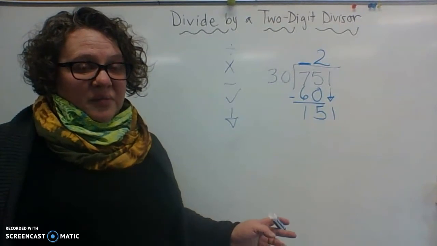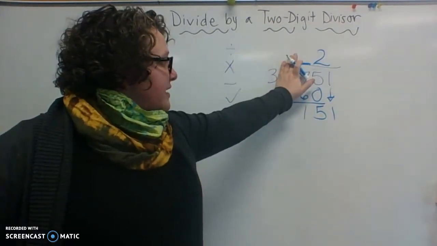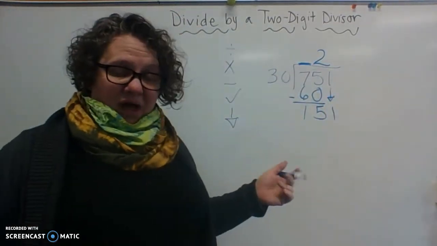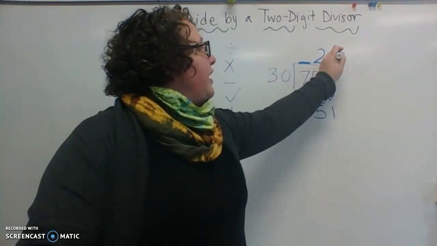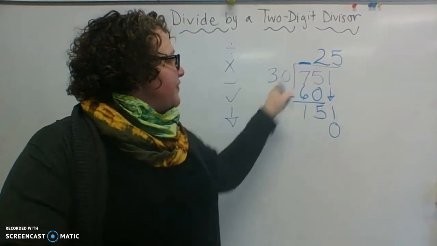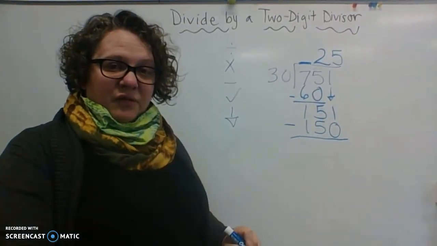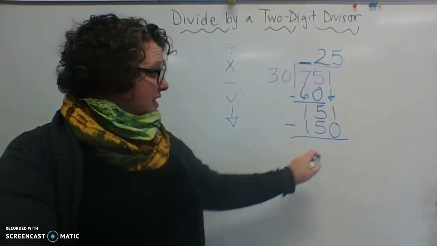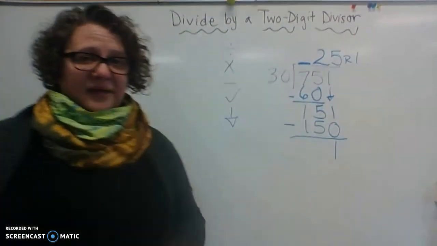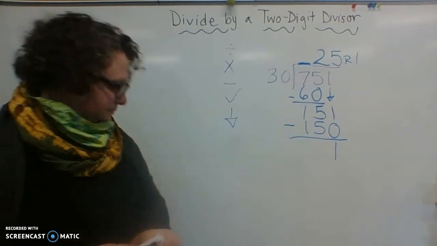Well, if you think of it in big numbers, it might be hard for you to wrap your brain around. But if you just take how many times does 3 go into 15, well, 3 goes into 15 5 times, right? So 5 times 0 is 0. 5 times 3 is 15. So we have 151 minus 150, which is 1. So we make sure to bring that remainder up, and the answer is 25, remainder 1.